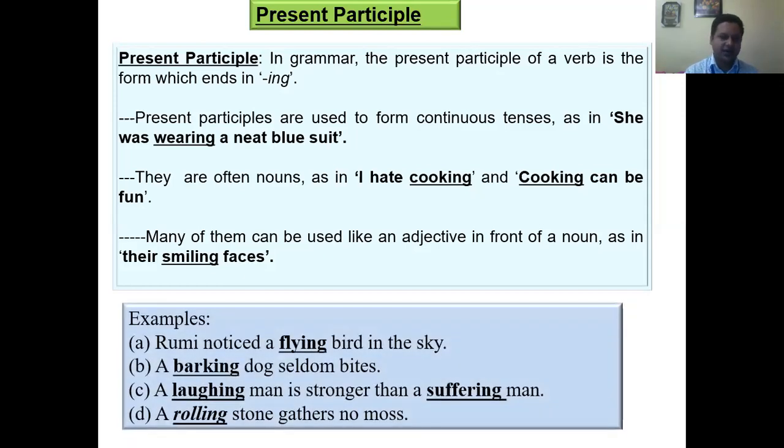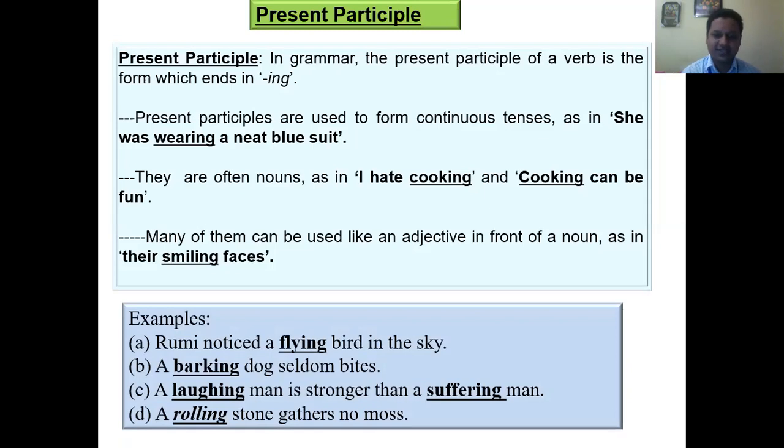Let's see other examples. Rumi noticed a flying bird in the sky. So Rumi noticed a flying bird. Flying, fly plus ing, flying, verb ends in ing.